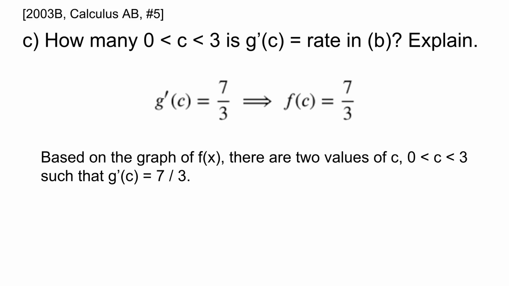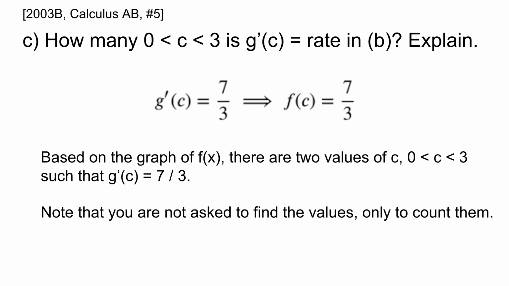But since we have the graph of f, we can just analyze the graph visually. There are 2 values of c on the interval from 0 to 3, such that g prime of c is equal to 7/3. Note that you are not asked to find the values of c, you are only asked to count them. If you tried finding the specific values of c, you would spend a lot of time doing something that is not necessary. Save that time for a different part.